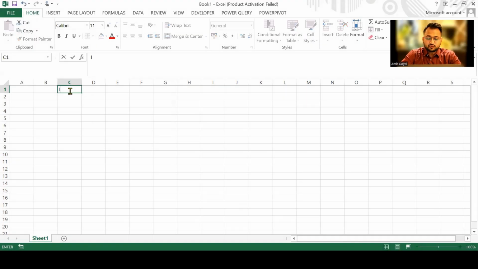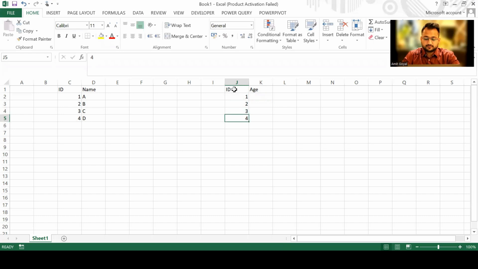Let's suppose we have two data sets. In the first data set, we have ID and name. The names are A, B, C, and D. In another data set, I have ID and age. Now, let's suppose these are two different data sets. In one of the data sets, I just have the ID and name. And in the second data set, I just have ID and age.